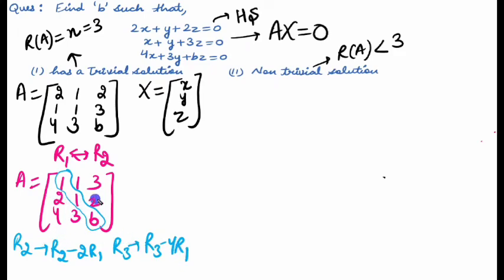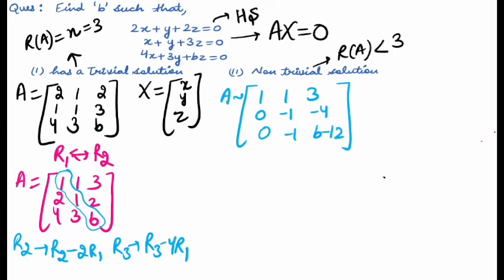तो R2 पर ये ऑपरेशन लगाते हैं, R3 पर ये ऑपरेशन लगा देंगे. Then we will be getting the matrix A as first row would be as it is, second row would become 0 minus 1 minus 4 and this would be 0 minus 1 and B minus 12. Matrix A would become like this.